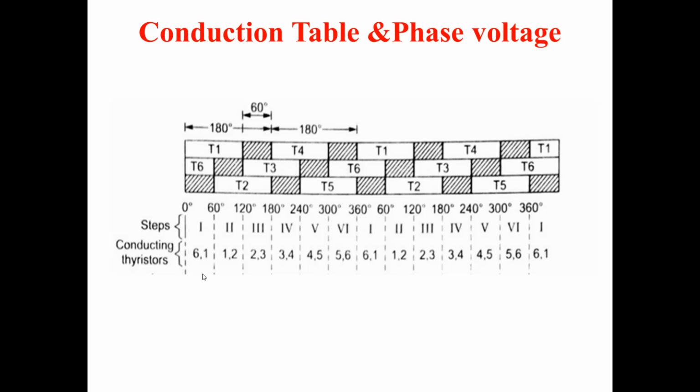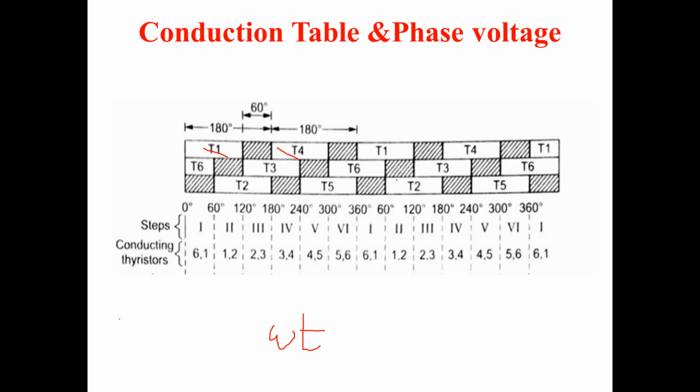For the first row, T1 will conduct 120 degrees, and next is 60 degrees. Here T1 and T4 will be conducting. T4 turns off at 180 degrees, that is 360 degrees or 300, so T4 will be turned off and T1 will be turned on.